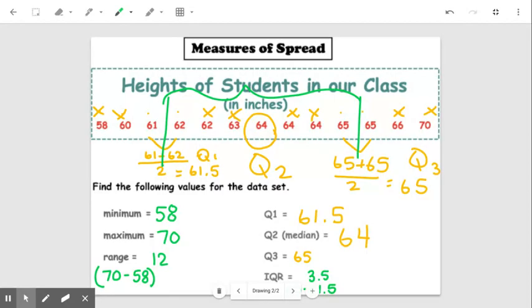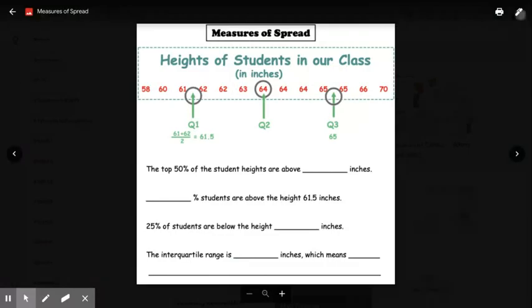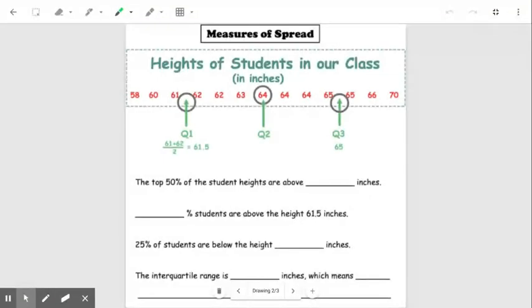Now, let's look at one more example. So this is the kind of question that we might ask you, not just to calculate them, you need to know how to calculate them, but if we take this same example that we just did, and I ask you some questions, it says the top 50% of the student heights are above blank inches.